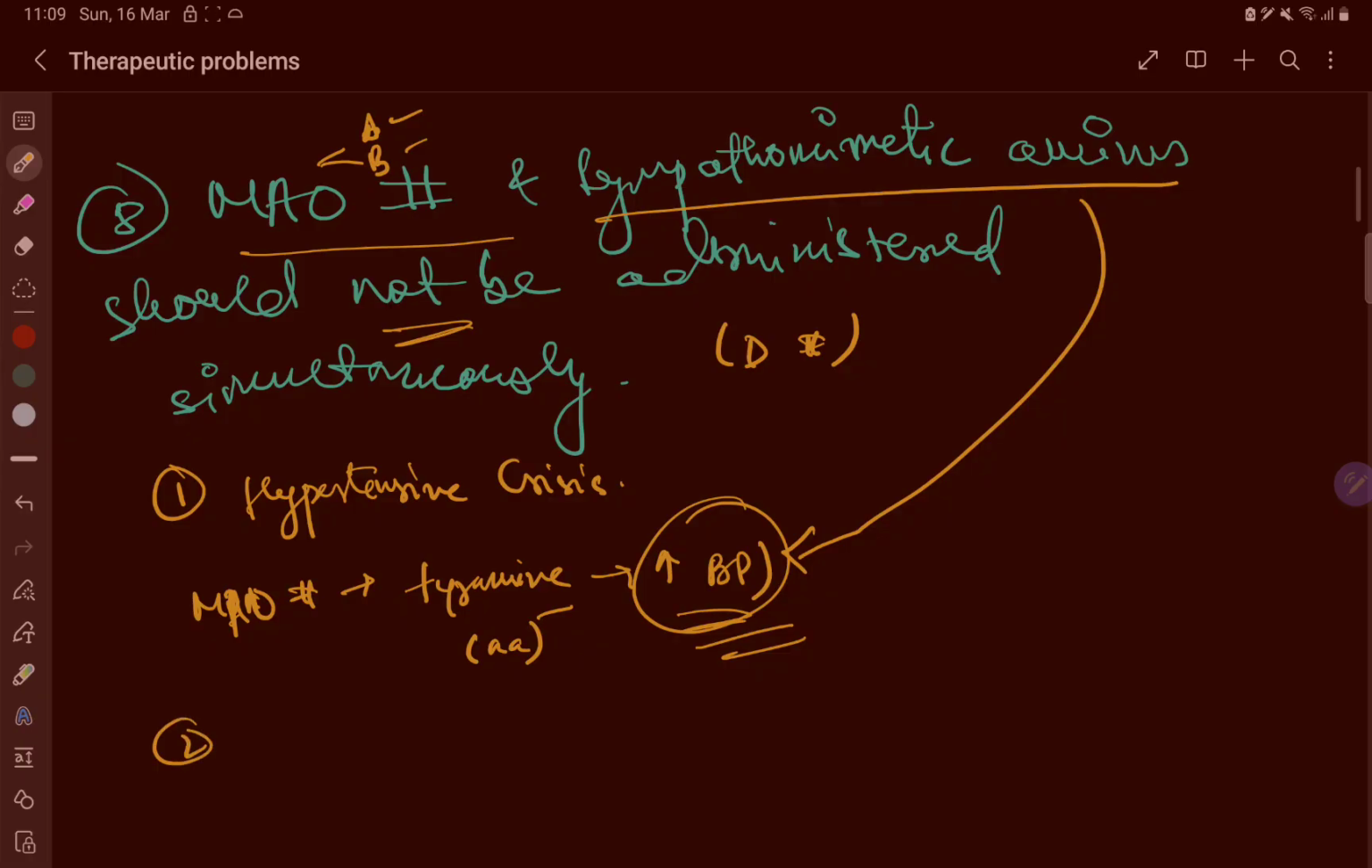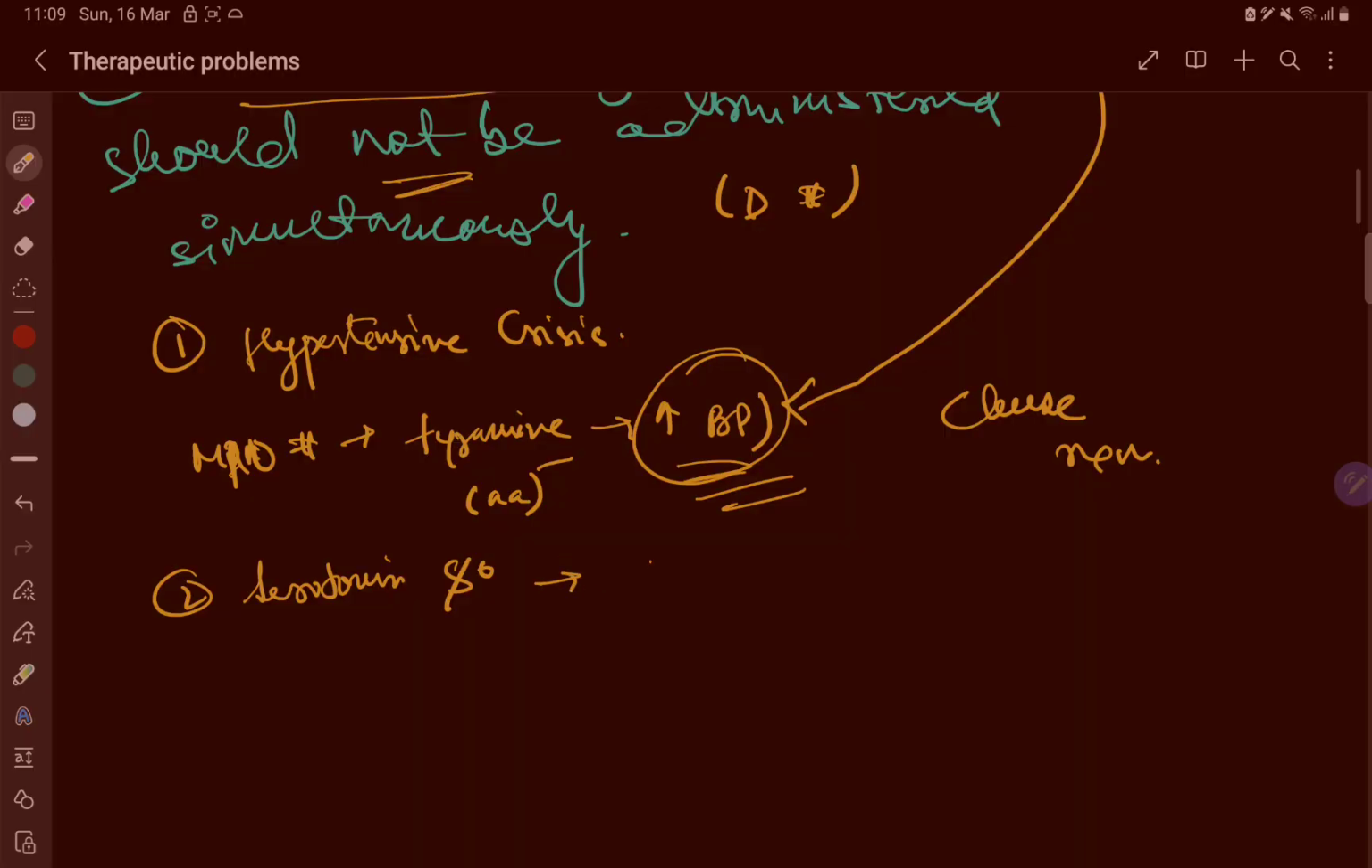There is something called cheese reaction. Now number 2, serotonin syndrome. MAO inhibitors can increase the serotonin levels, while sympathomimetic agents can also affect the serotonin levels. If they both are mixed together, they have a serious, life-threatening serotonin syndrome, a condition where there is a high amount of serotonin present.